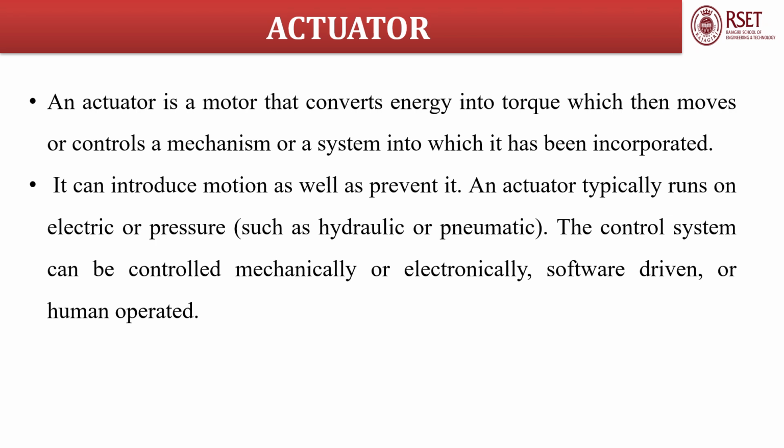An actuator can also be defined as a motor that converts energy into torque to move or control a mechanism. Apart from introducing motion, actuators can also prevent motion, such as holding a position. An actuator can operate using electrical energy or pressure energy, like hydraulic or pneumatic pressure. The control system may be mechanical, electronic, software based, or even manually operated.